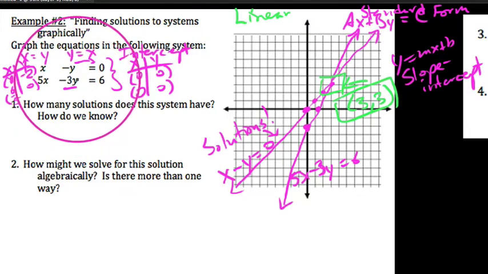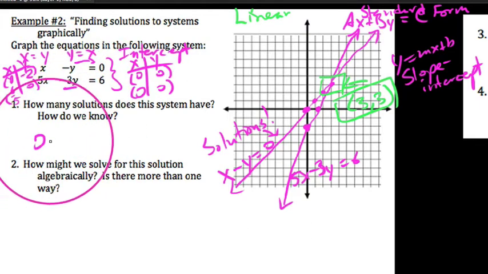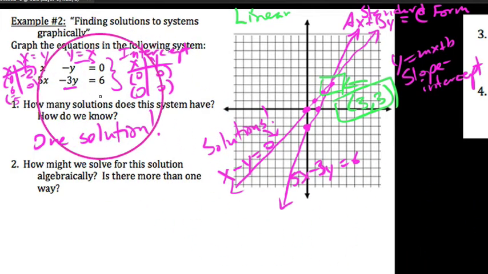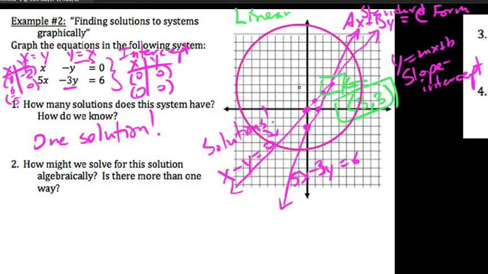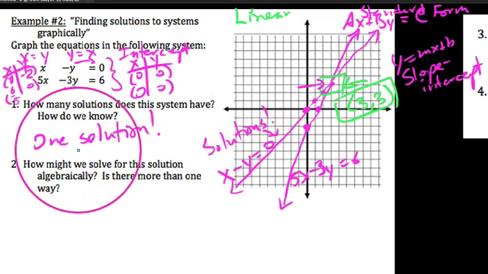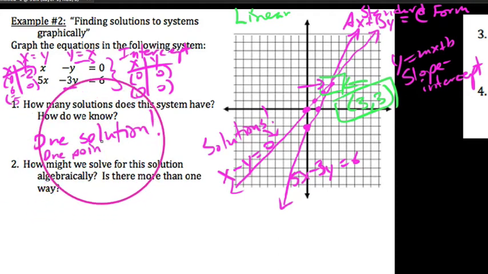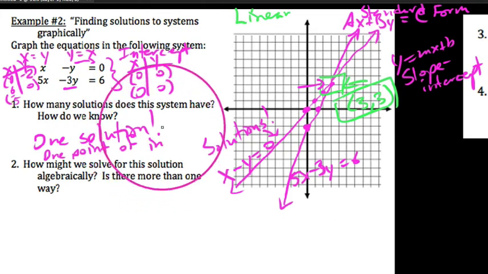We say, how many solutions does this system have? First of all, it has one solution. Recall that the solution to a system has to satisfy all the equations in the system, and so that would be any point that they have in common. So how do we know that this is a solution? It has one point of intersection. So the first thing we want to establish here is this.